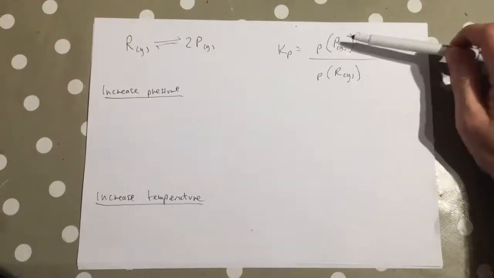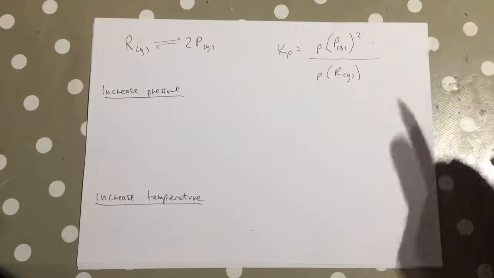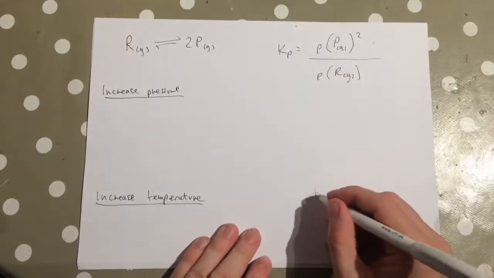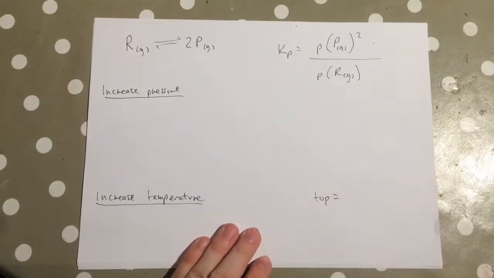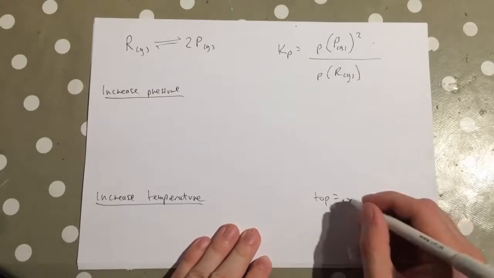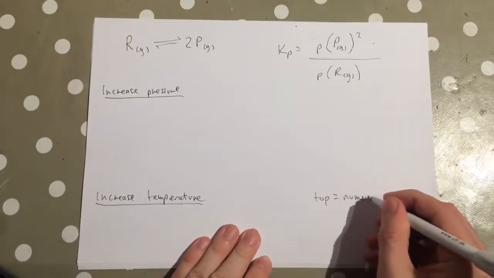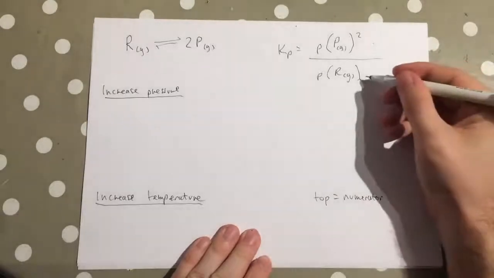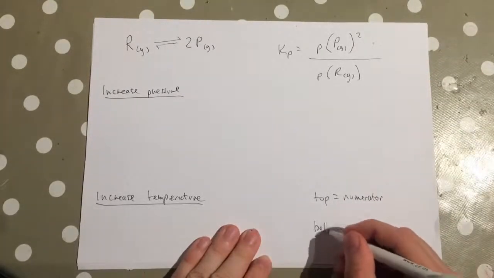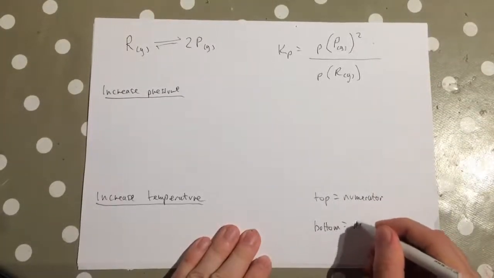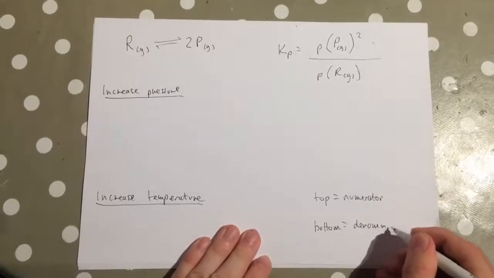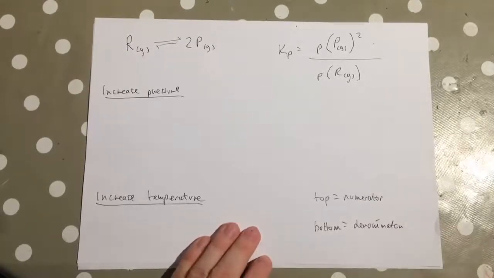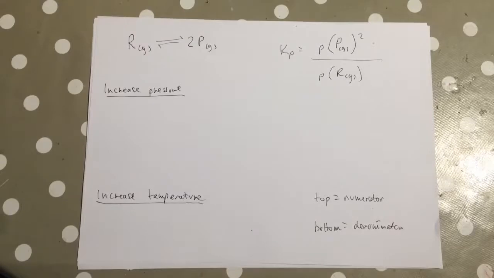And rather than talking about partial pressure of the product squared, I'm just going to refer to that as the top term. Now we do have a fancy maths word for that, which is the numerator. Or I could talk about my bottom terms there, which would be the denominator. I'm mostly going to talk about top and bottom, but you might also see these fancy numerator and denominator used around the place as well.